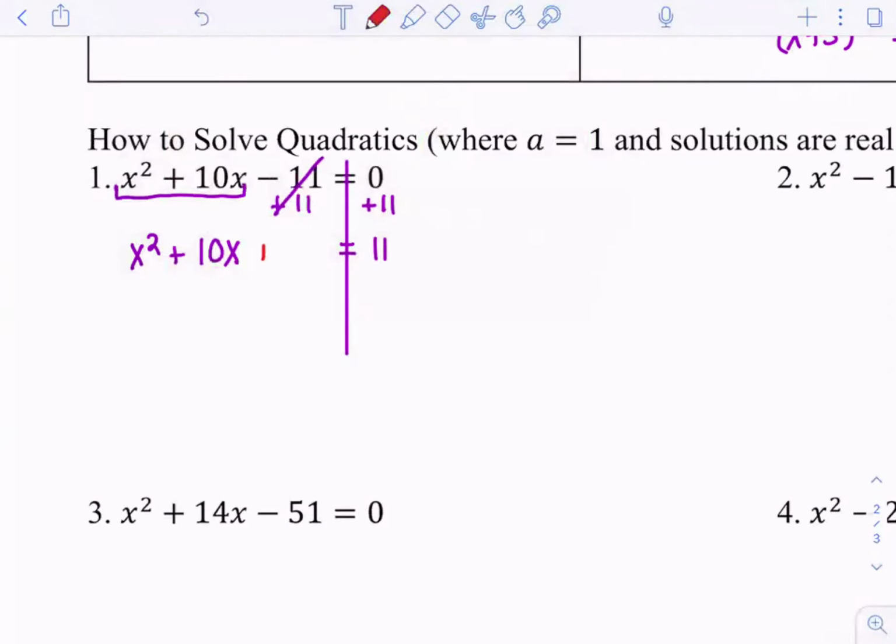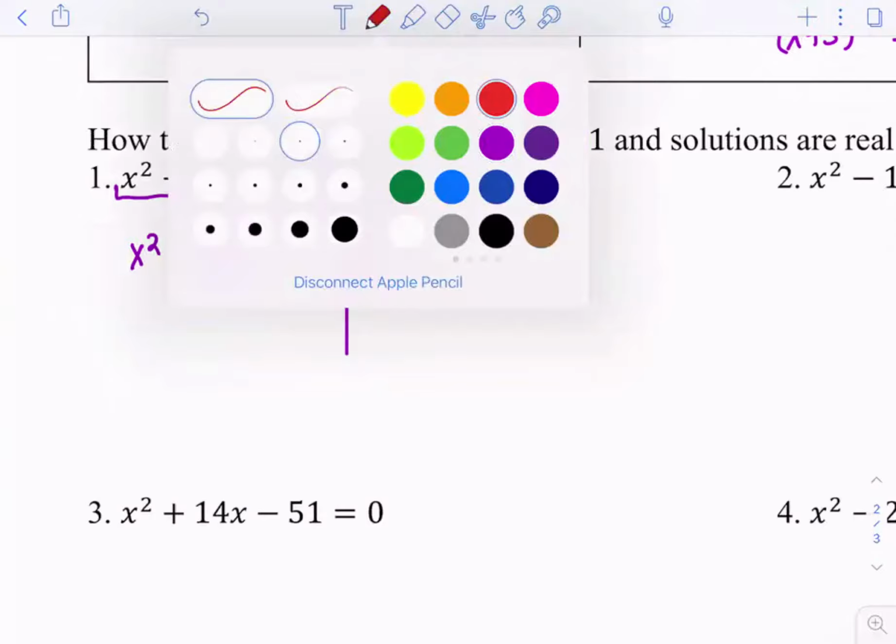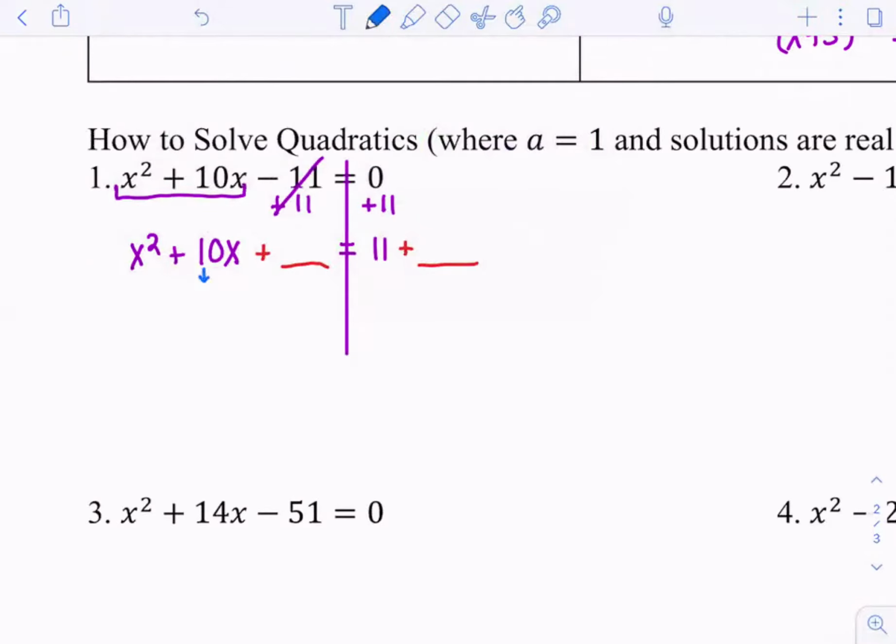Now I'm going to find out what c term here would make it a perfect square trinomial. But remember, if I add on the left, I have to add on the right. So thinking about this, I need 5 plus 5. So here I need 5 times 5, which is 25. So if I were to write it in factored form, this is x plus 5 squared equals 36.